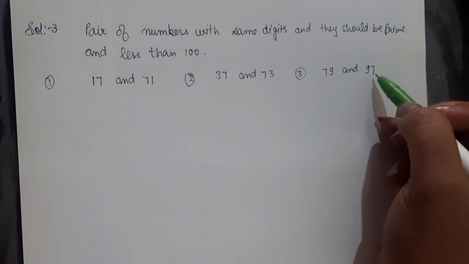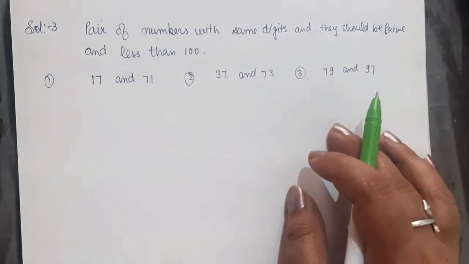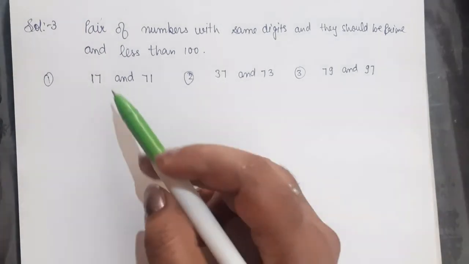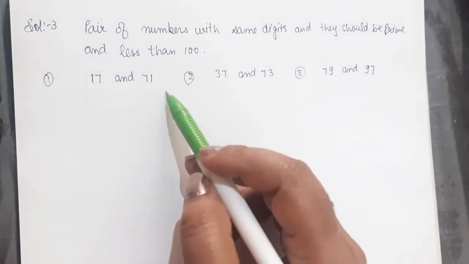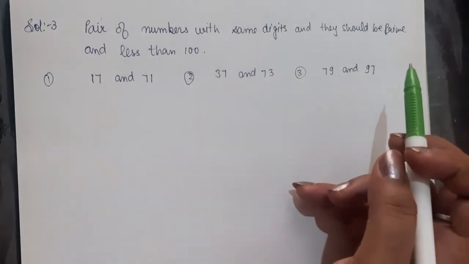Up to 100 we have 3 pairs and we are not getting any other pair. So these 3 are the pairs. Those have the same digits and are less than 100 and they are pairs of prime numbers also.